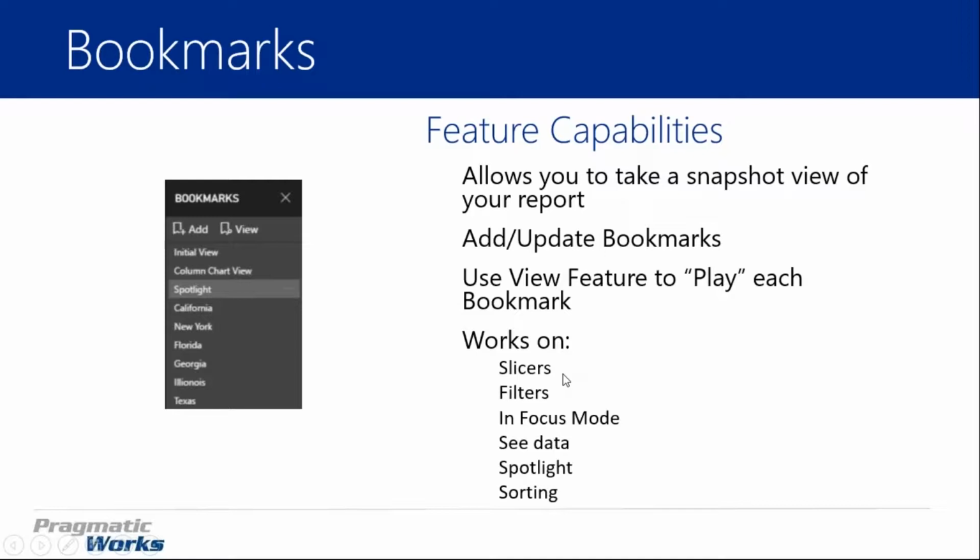slicer that I'm using. So you can actually have a bookmark that at one point is pointing to a drop-down slicer, and then the other one is pointing to a selection slicer. So you can go back and forth between the different types of slicers you want to use. You can also bookmark on a filter.